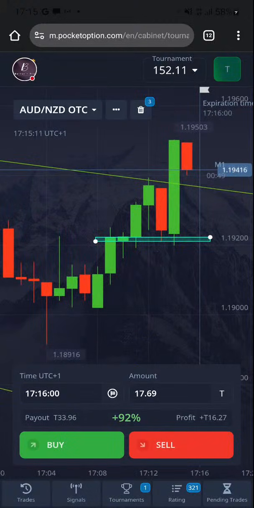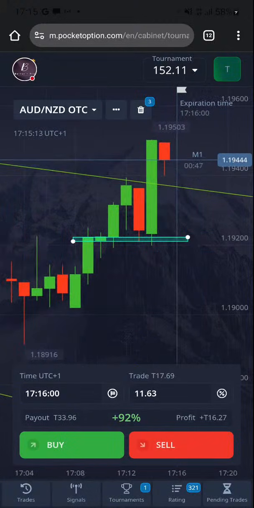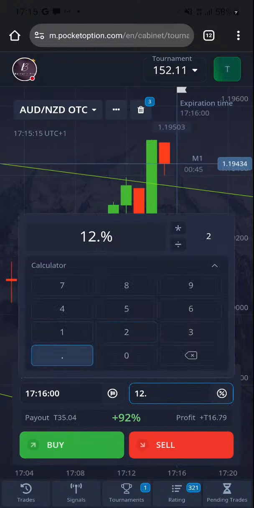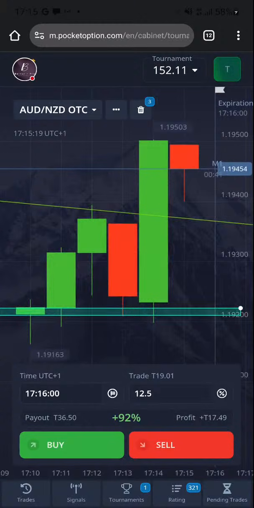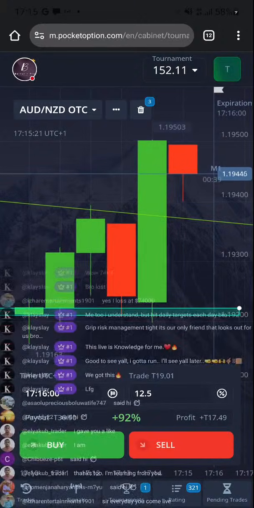They may just end up going up. If price comes into this demand, I'm going to go with the buyers one more time.